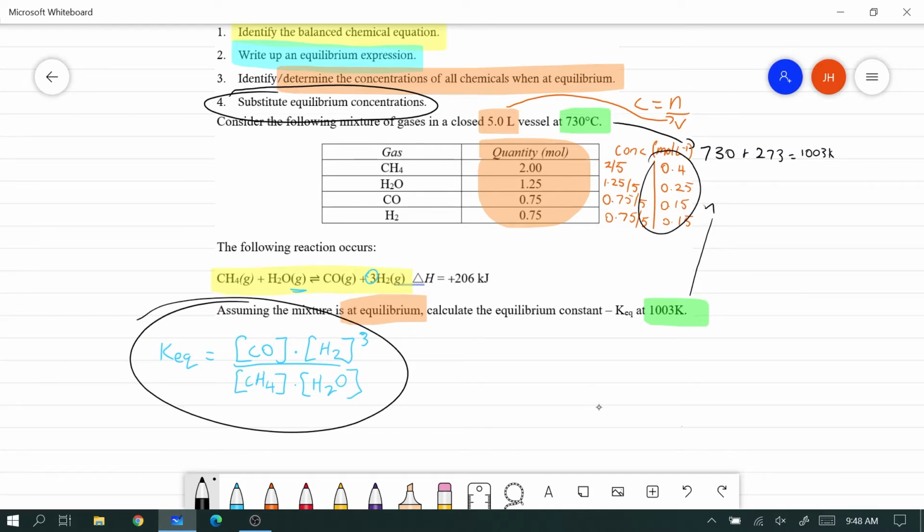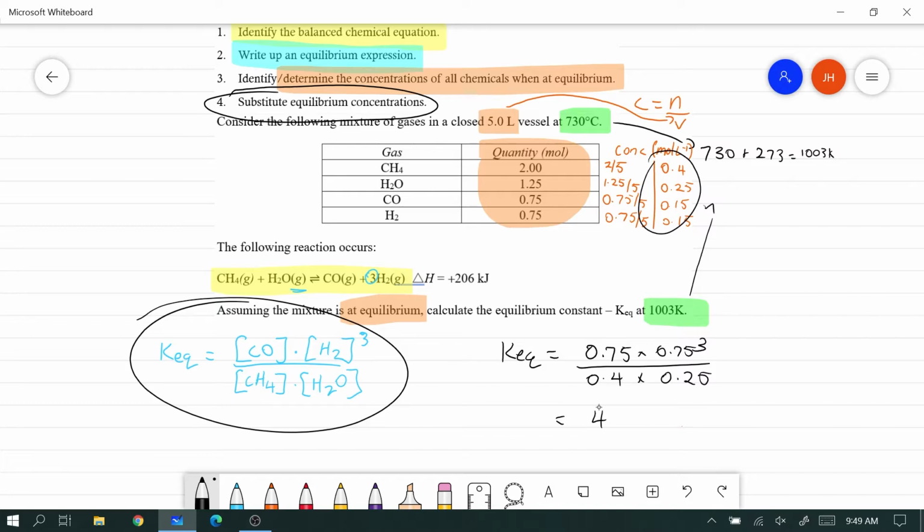They're all here. We also have the equilibrium expression to be able to substitute into. So we're going to do that now. So Keq is equal to the concentration of carbon monoxide, 0.75, times the concentration of the hydrogen, which is 0.75, and we're going to cube that. Divide all of that by the concentration of methane, 0.4, times the concentration of water, 0.25. So putting all of that into a calculator, we should end up with our answer.